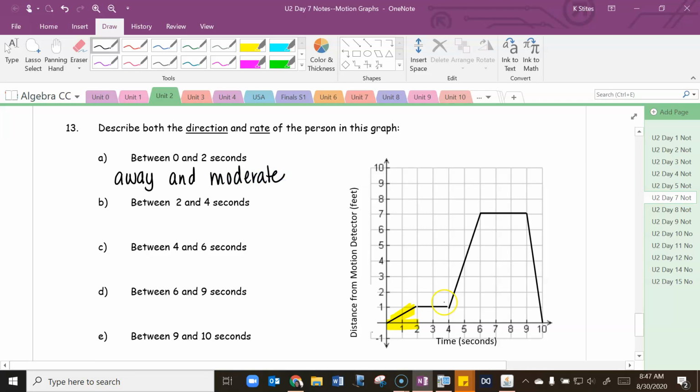Between 2 and 4 seconds, this is just a horizontal line. So we're not moving further or closer. This is just you're stopped. Between 4 and 6, this is pretty steep. So this is fast. Notice you're also going uphill. So uphill means we're moving away because again, that means that our distance is increasing. And I'm going to say this is fast.